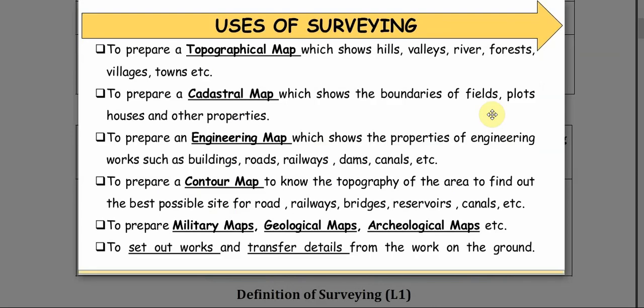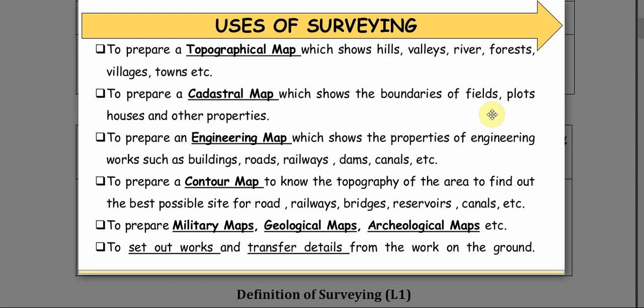Next, to prepare an engineering map. This is what we'll be doing in your degree. We are preparing engineering maps. That is, when you are constructing a road, what is the map of that road, center line of that road. Or when you are constructing railways, what is the center line of the railway? When you are constructing a dam, what is the map of that dam, canals, buildings, etc.